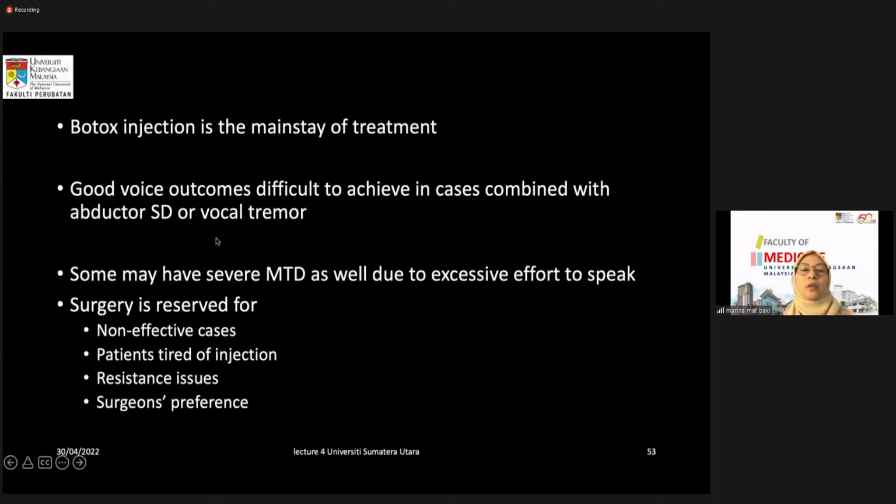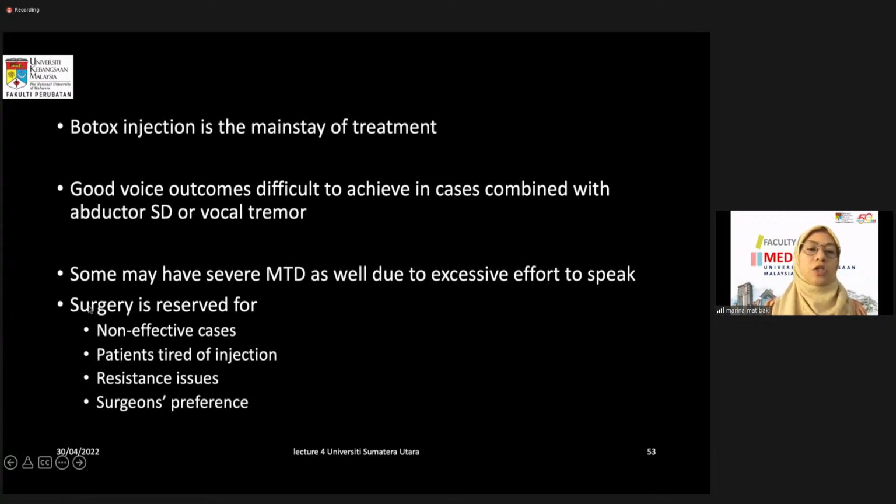Good voice outcomes if you inject for adductor spasmodic dysphonia, but then in patients who have concomitant abductor and vocal tremor, good voice outcome is difficult to achieve. Remember I mentioned that some patients with adductor (ADD) spasmodic dysphonia may have abductor (ABD) as well and vocal tremor. If they have all these three in one patient, good voice outcome is difficult to achieve. And some patients may have a severe muscle tension dysphonia.